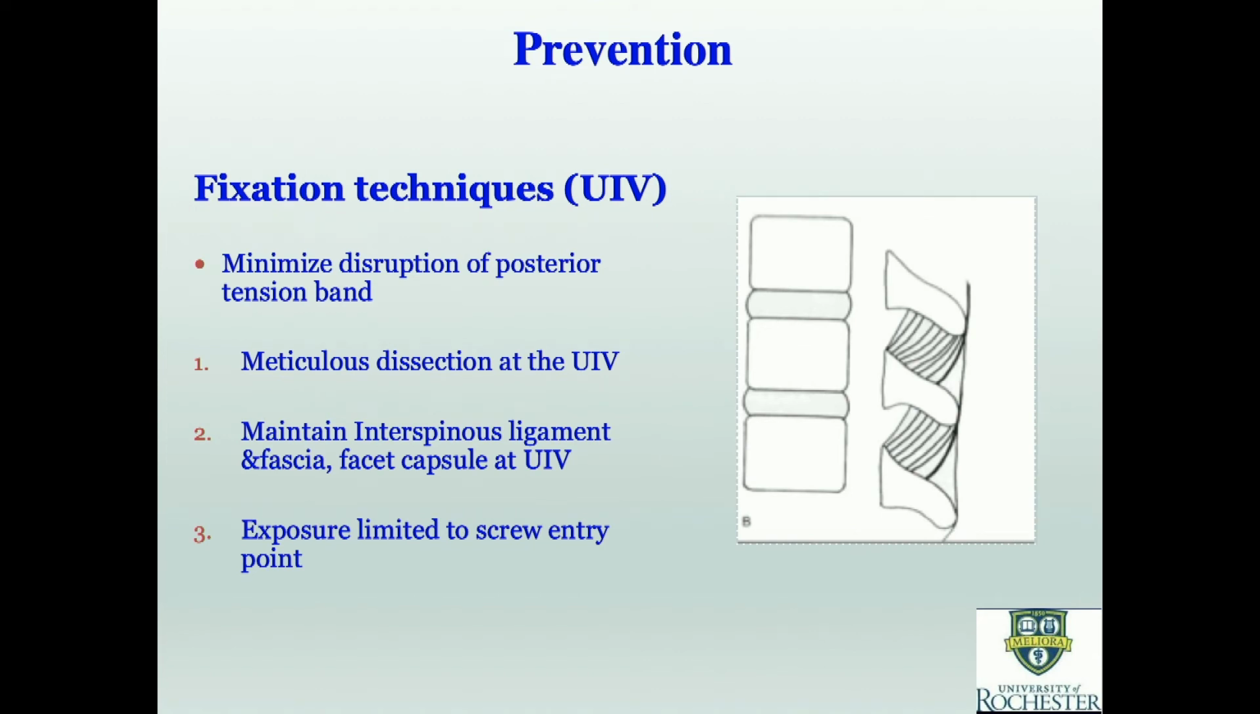So as I discussed earlier, just minimize the disruption of the posterior tension band, meticulous dissection, you maintain the interspinous ligament. I use more of a chevron exposure at the top, within the top two levels at the UIV and UIV-1. I actually take the dissection away from the interspinous ligaments and just out to see just the top part of my TP, the top and medial section of it, and I place my screw.